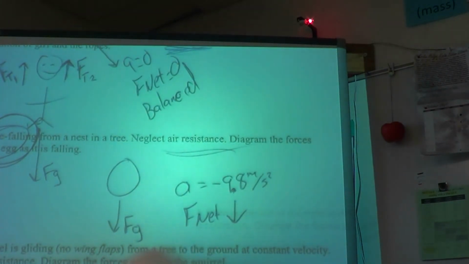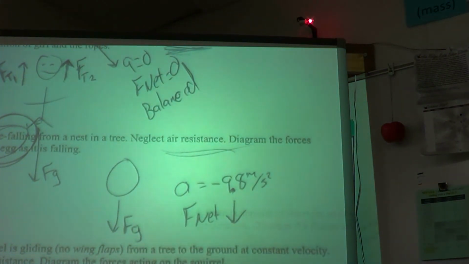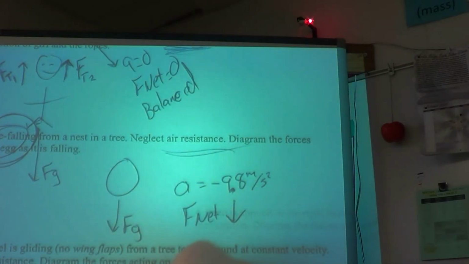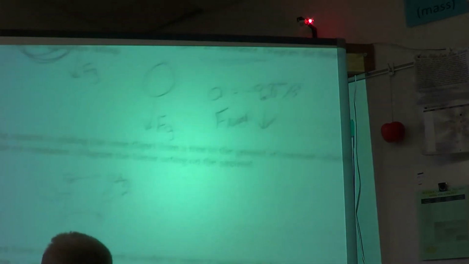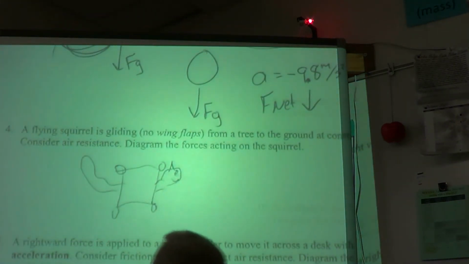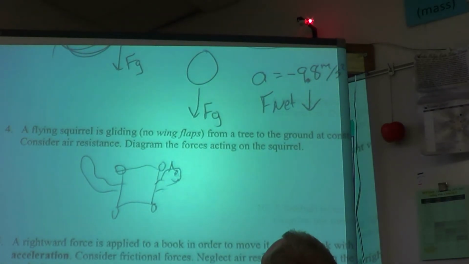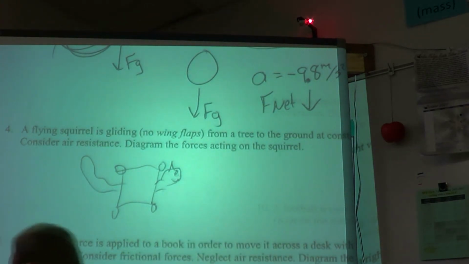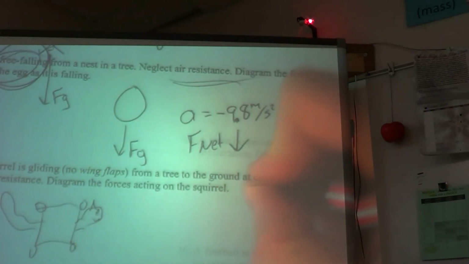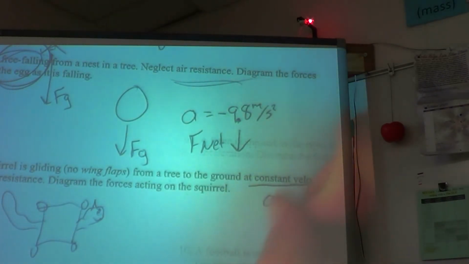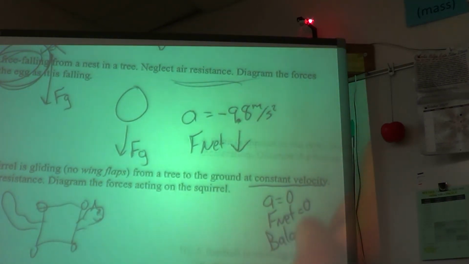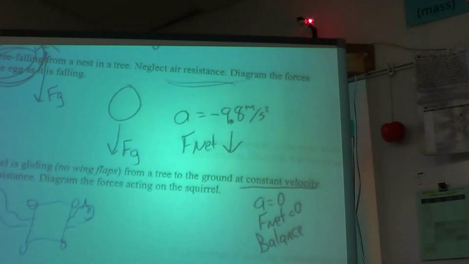However, if we have a flying squirrel, there's my flying squirrel. This is the last one we're going to do. A flying squirrel is gliding from a tree to the ground at a constant velocity. Ooh, constant velocity. What does that tell me? Constant velocity tells me that my acceleration is 0, which means my F net is 0, which means my forces are balanced.